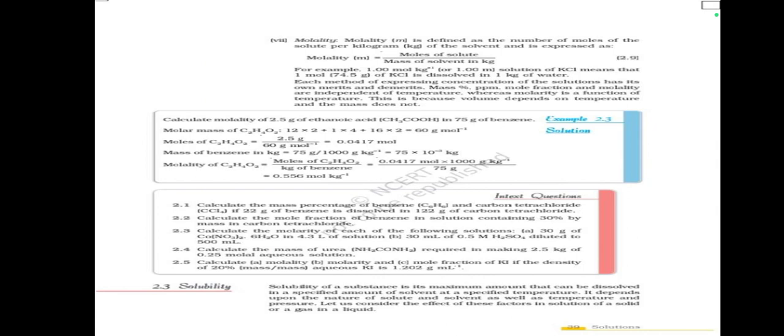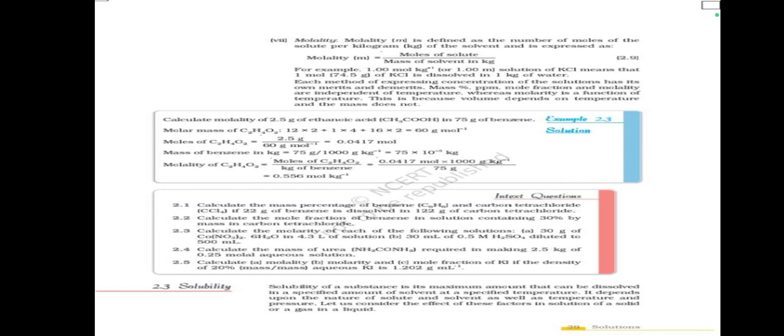Molality. Molality is defined as the number of moles of solute per kilogram of the solvent and is expressed as molality is equal to moles of solute upon mass of solvent in kilograms. For example, 1 mole per kilogram solution of KCl means that 1 mole of KCl is dissolved in 1 kilogram of water. Each method of expressing concentration of solutions has its own merits and demerits.